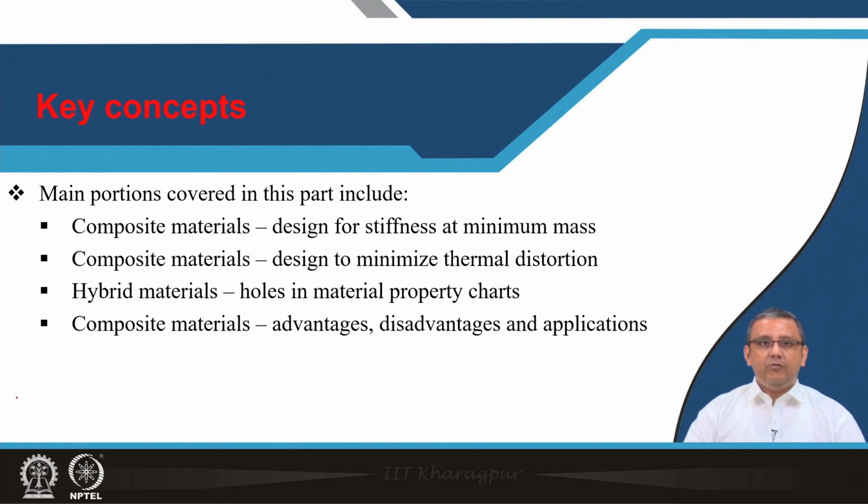In this lecture, we will cover the following topics. In composite materials, first the design principle for stiffness at minimum mass will be discussed, and after that the design principle for minimizing thermal distortion in a composite material will be discussed. After that, it will be shown how hybrid materials fill up the holes in material property charts, and finally the advantages, limitations and applications of composite materials will be discussed in detail.